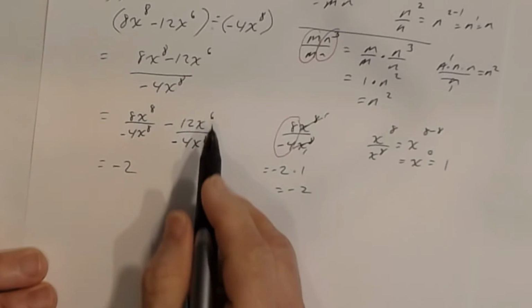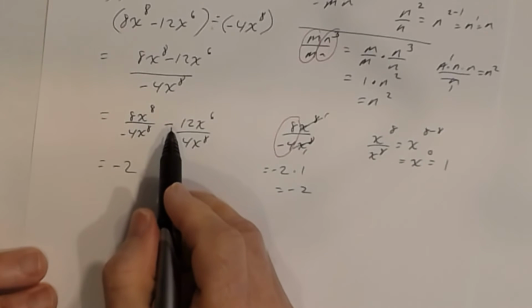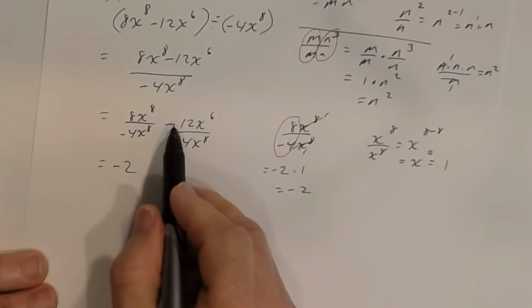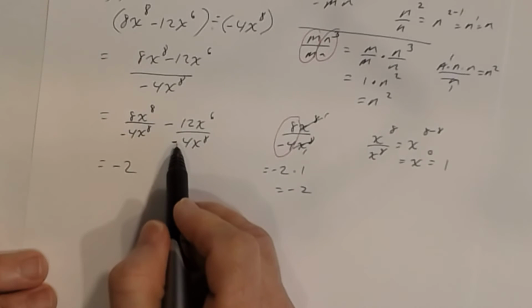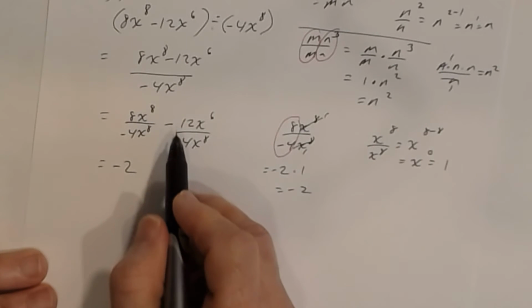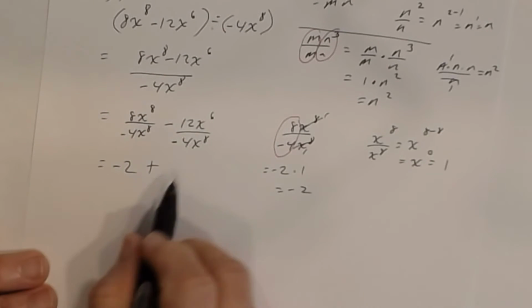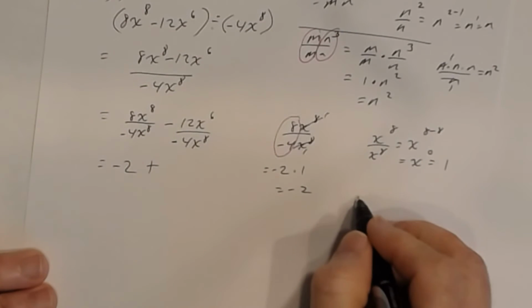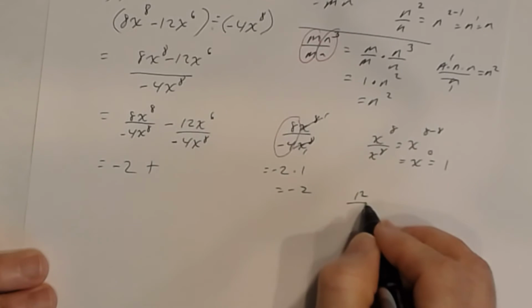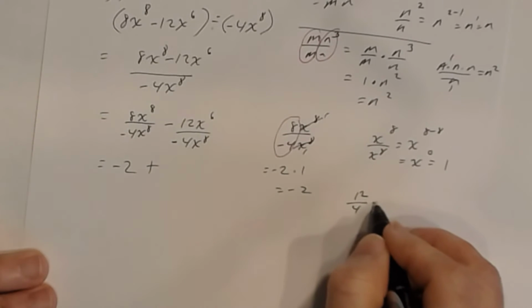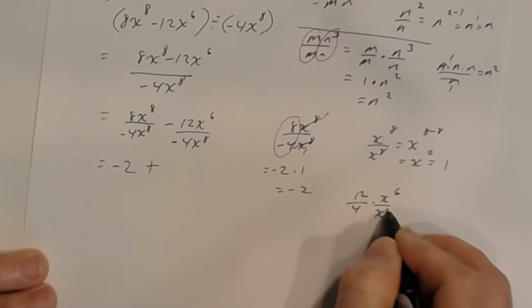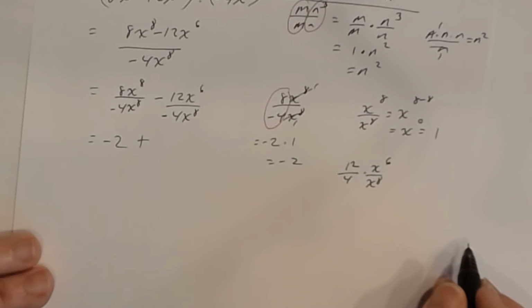Okay? Now let's talk about this. Here's what I want you to think about. Even though you think of this as subtraction, also think of this as adding the opposite. So that's really a negative divided by negative. A negative divided by a negative is a positive. So that becomes a plus symbol. All right, now I'm going to rewrite this as, I'm going to put that here, 12 divided by 4 times x to the 6 divided by x to the 8. So I'm going to rewrite this, okay?